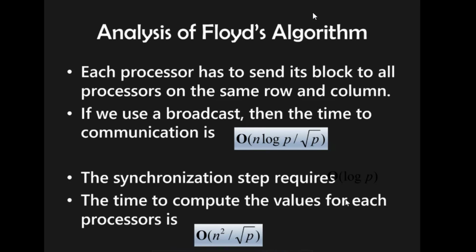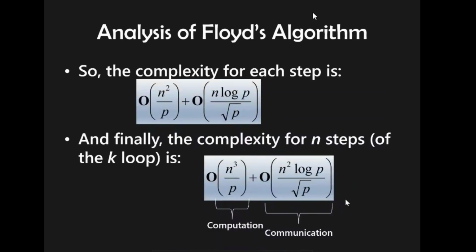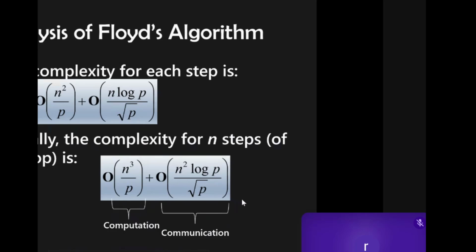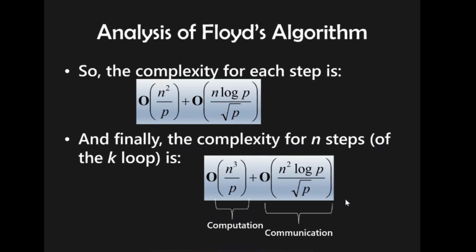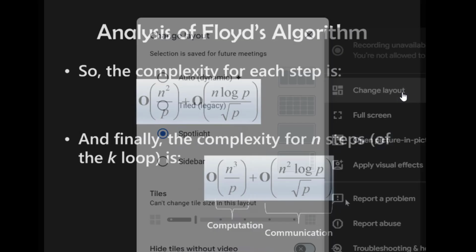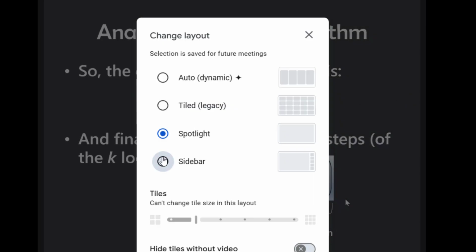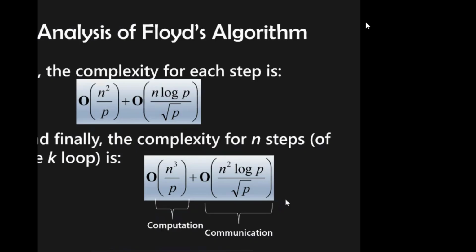And each processor, to compute all its values, will require O(n squared by p) time complexity. So the total time complexity for each step becomes O(n squared by p) plus O(n log p divided by root p). And finally, the complexity for n steps of the k loop: for computation, we will require O(n cubed by p), and for communication, for broadcasting and exchanging data, we will require O(n squared log p by root p).